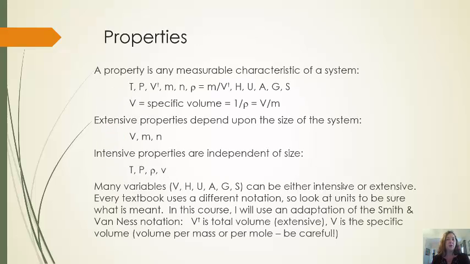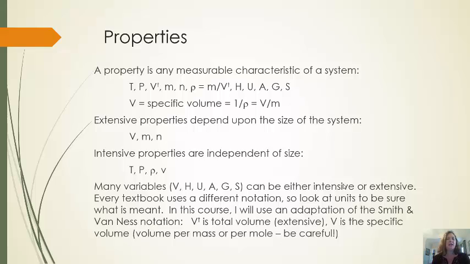Properties are very, very important. Properties are going to be any measurable characteristic of a system. So temperature, pressure, and volume are the ones that we usually use. In this textbook, V with a capital T at the top is total volume, and that's what we would normally just call volume. M is mass, N is number of moles. Density is the Greek letter rho, and that's mass per unit volume. And then you have enthalpy and internal energy. You also probably recognize the S down at the end, that's entropy.